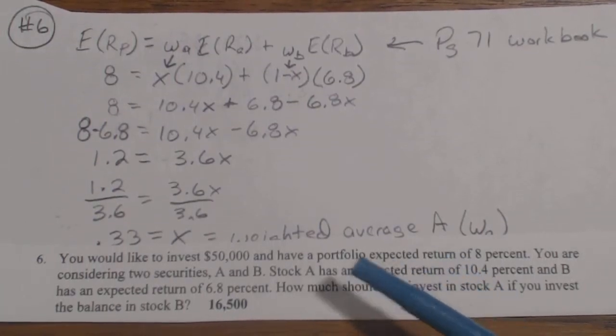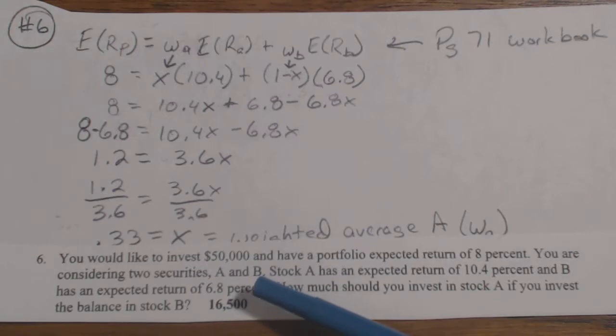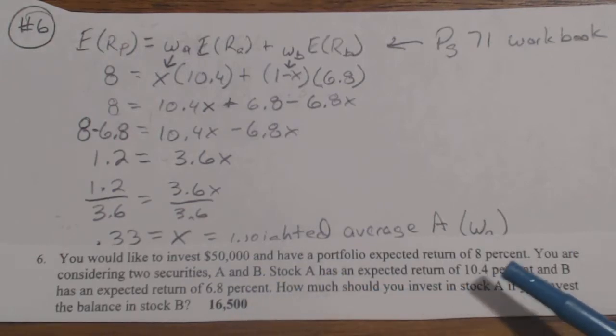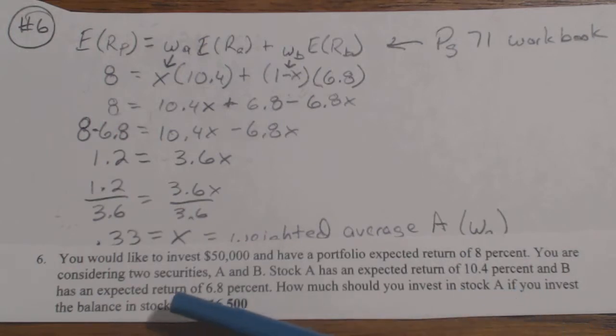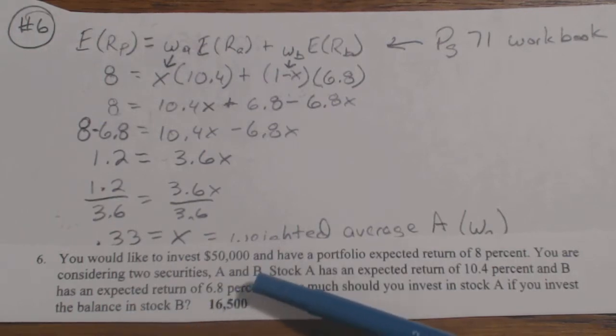expect to get that. You're considering two securities, stock A and B. Stock A has an expected return of 10.4% and B has an expected return of 6.8%. How much would you invest in stock A if you invest the balance in stock B? Okay, there's the answer, but I'll show you how to do it.